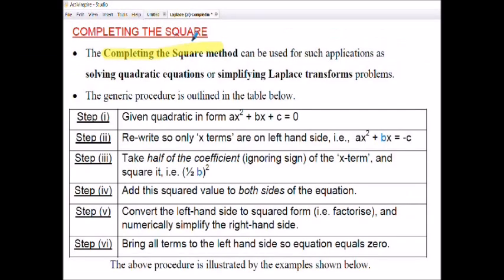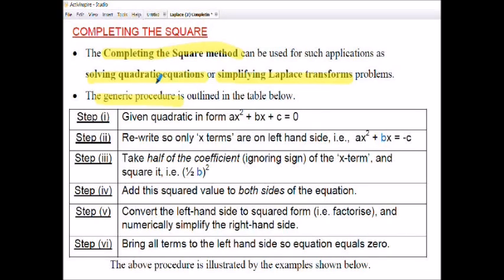The completing the square method can be used for such applications as solving quadratic equations. You're probably already used to using the graphical method or factorization or the formula to solve quadratic equations. Well, we can solve quadratic equations also using the completing the square method. We can also use a completing the square method to simplify Laplace transforms and in some cases make them into standard forms. The generic procedure shown below is going to be used in all the examples in this presentation.